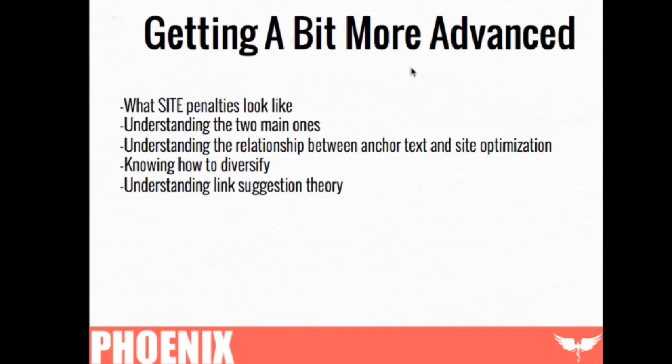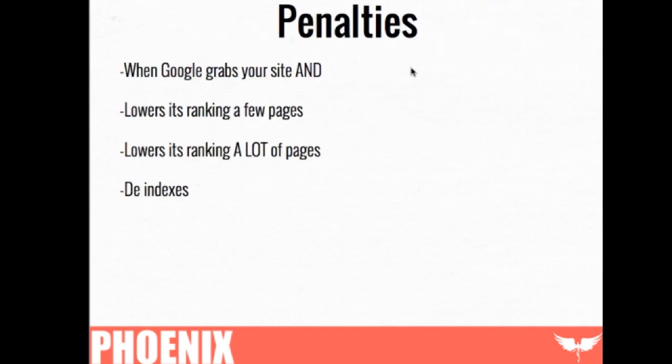Some of my sites are just atrociously designed. The linking is atrocious. Everything about it is atrocious, and they still rank. So if you get 60% of what I'm about to show you here right, you're going to be just fine. I'm going to be showing you the two main penalties, and I'm going to show you the relationship between anchor text and site optimization, and basically allow you to go out there and avoid these penalties. So let's just get into it.